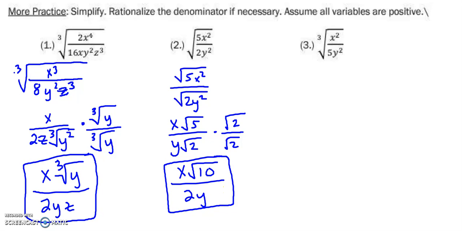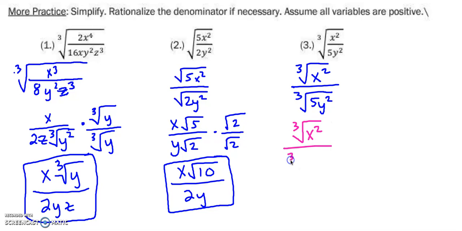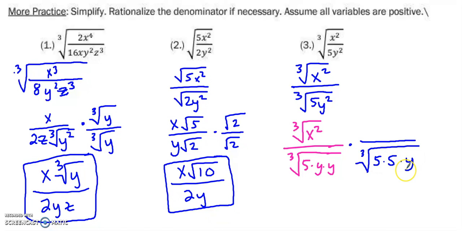And the last one, I'll go ahead and do the same thing, split it into radical over radical. Now, if we think about what's going on here, we have a third root of x squared in the numerator, and in the denominator we have a third root of 5 times y times y. Now we need 3 of each of those factors in the denominator in order to eliminate the radical. So when I go to multiply by the denominator here, I need to multiply it by the third root of, and I need 2 5's and 1 y to complete my groups of 3.